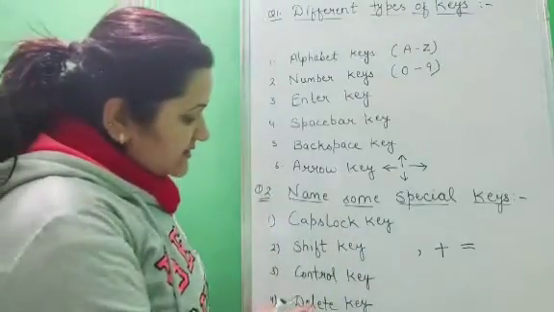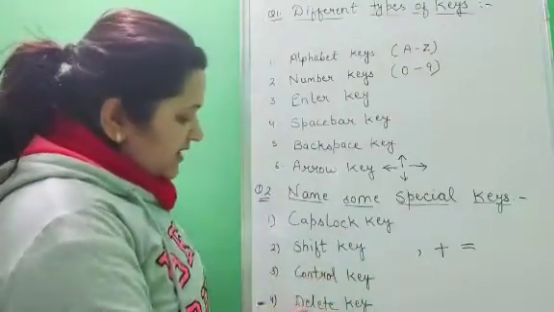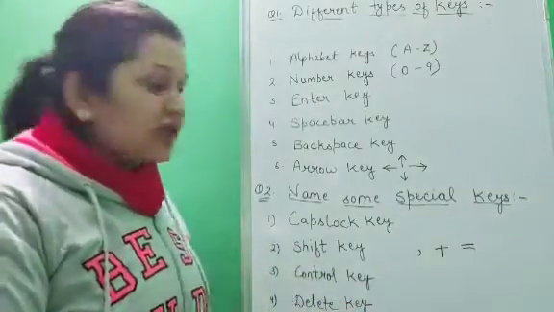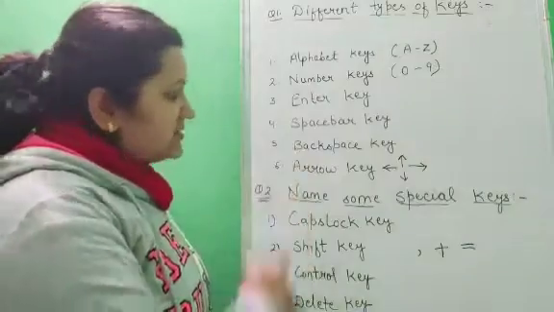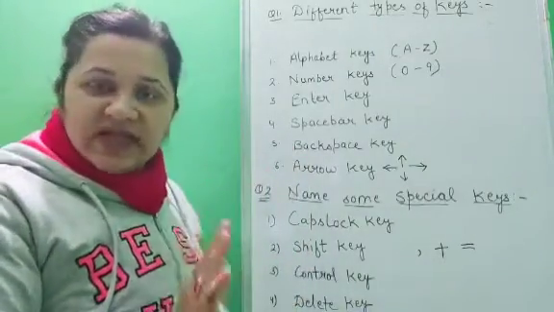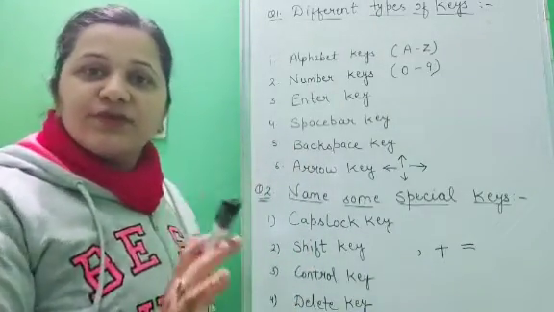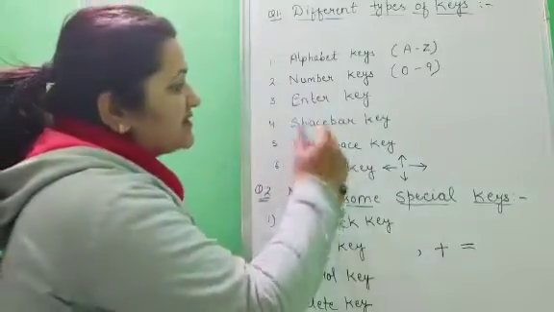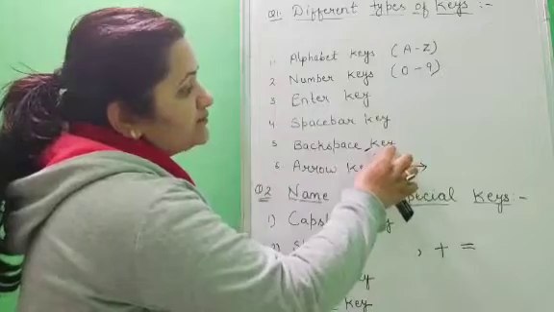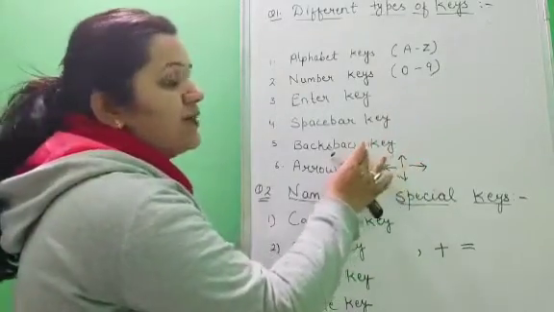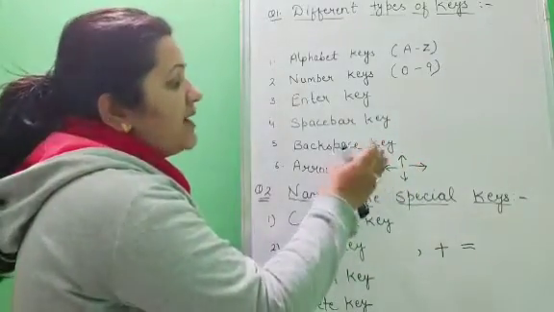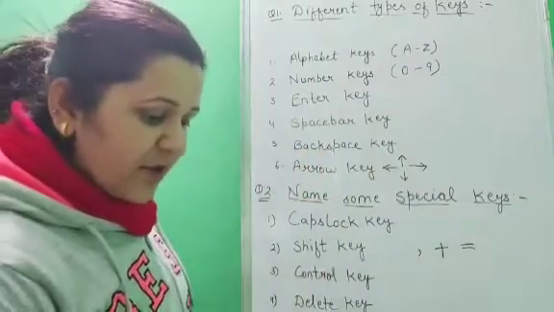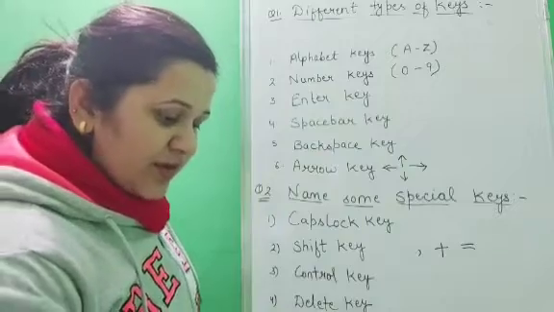Okay children, next is the delete key. D-E-L-E-T-E, delete, K-E-Y, key, delete key. Now children, the backspace key and the delete key both do the same work, means erasing, but there is a difference. The backspace key erases the letter from right to left, but the delete key deletes the letter from left to right.